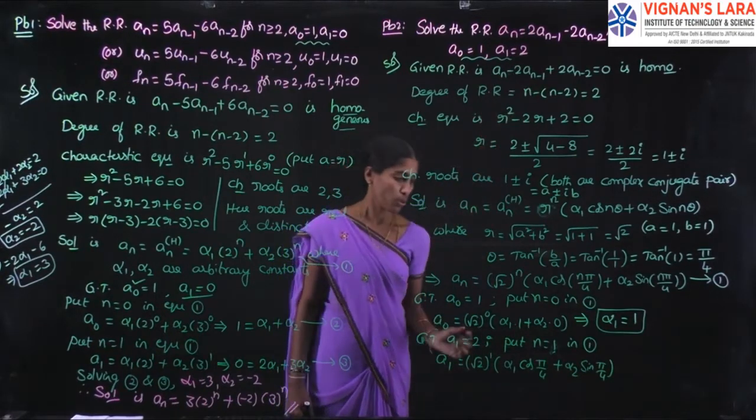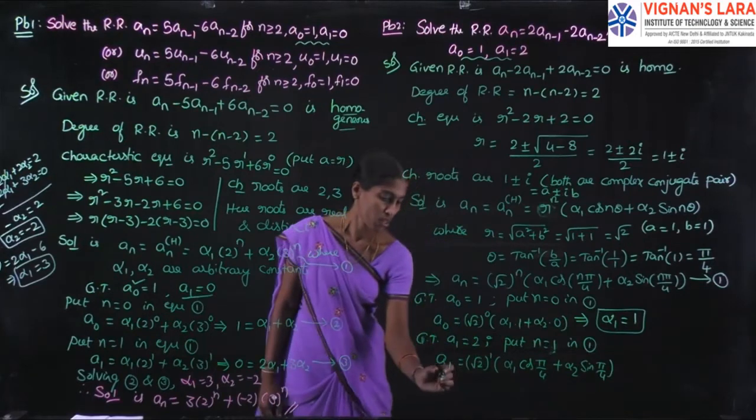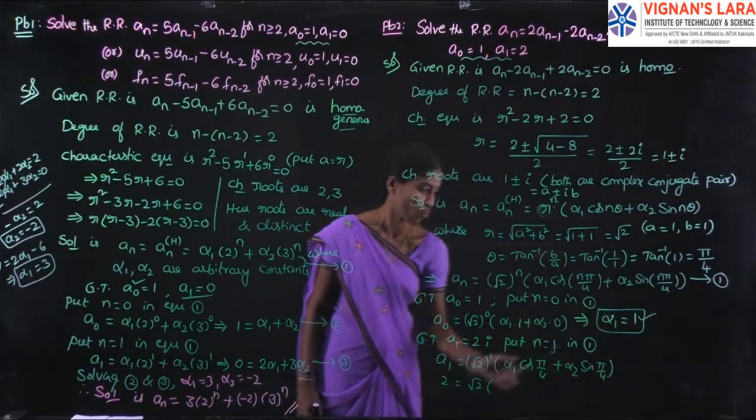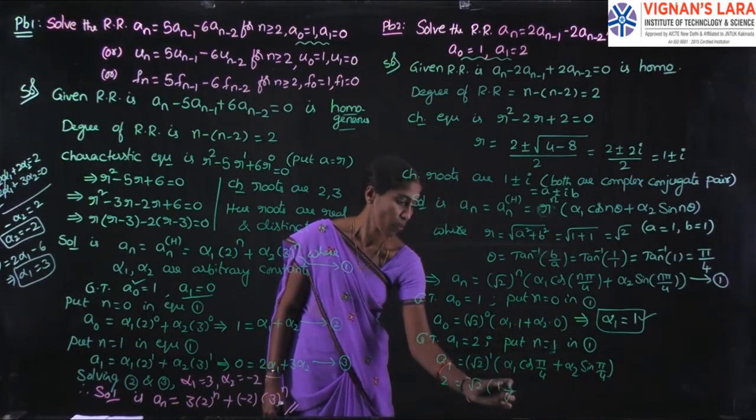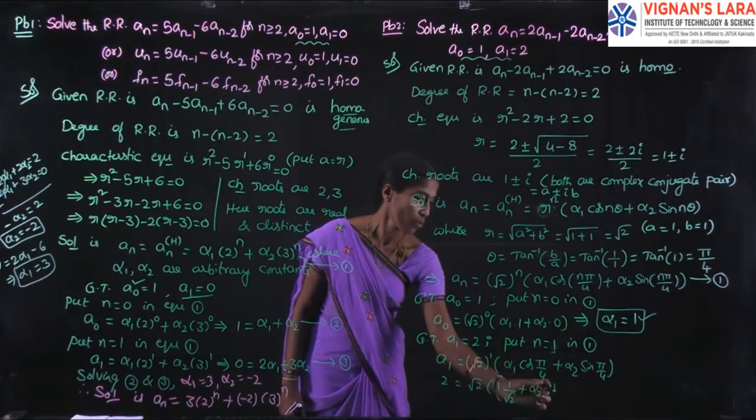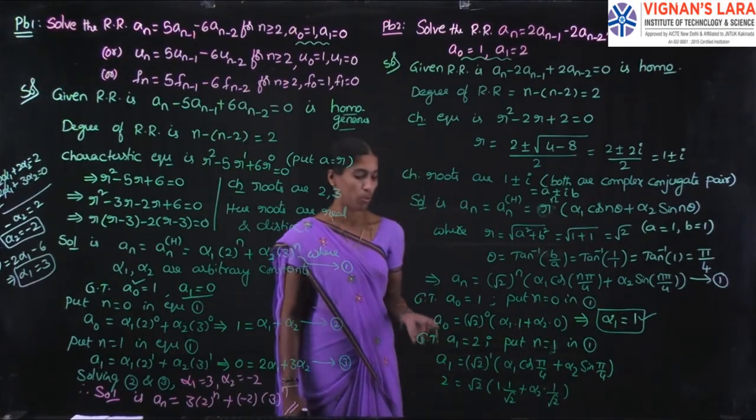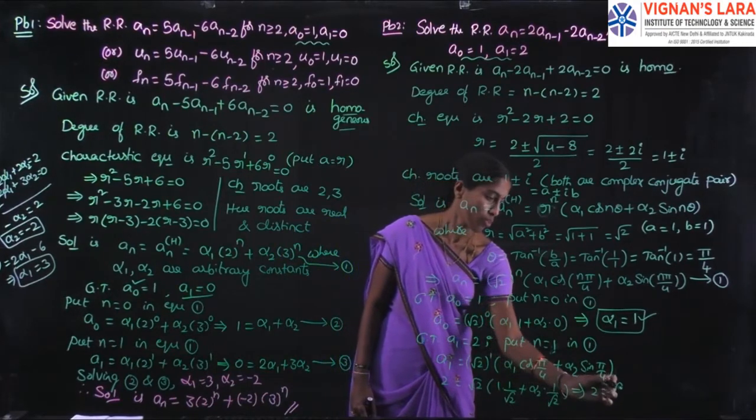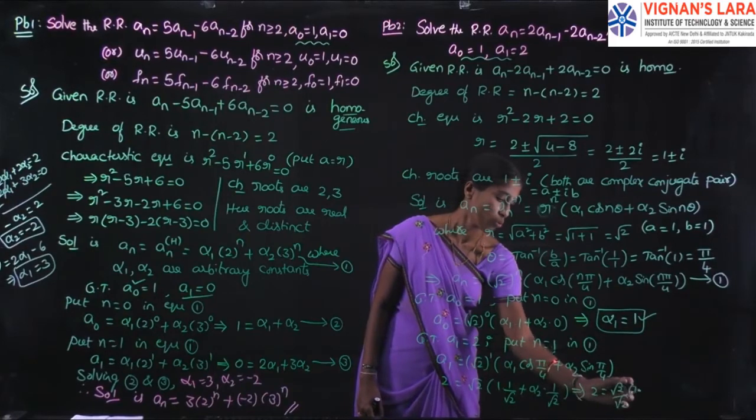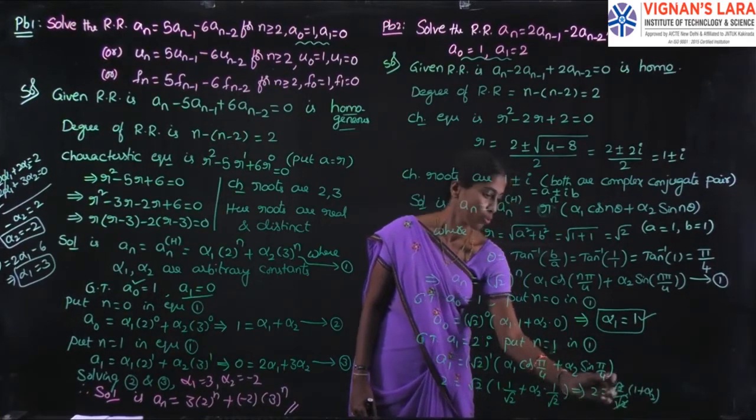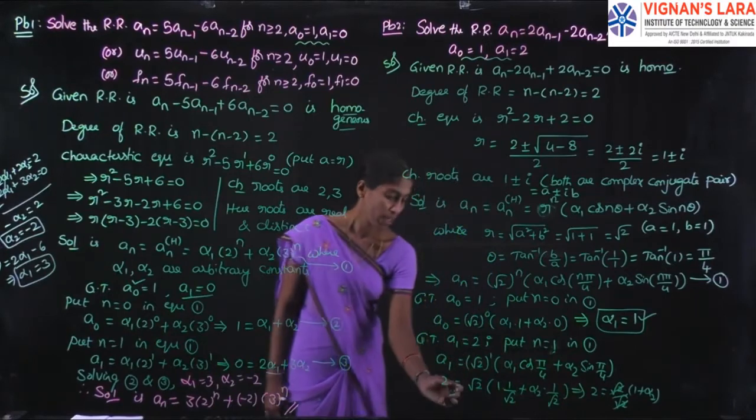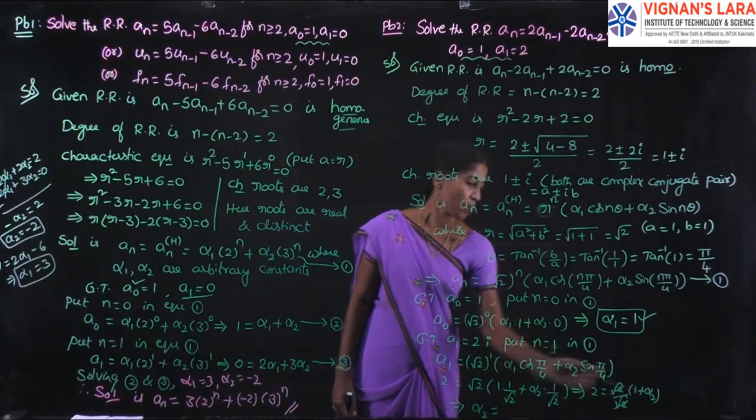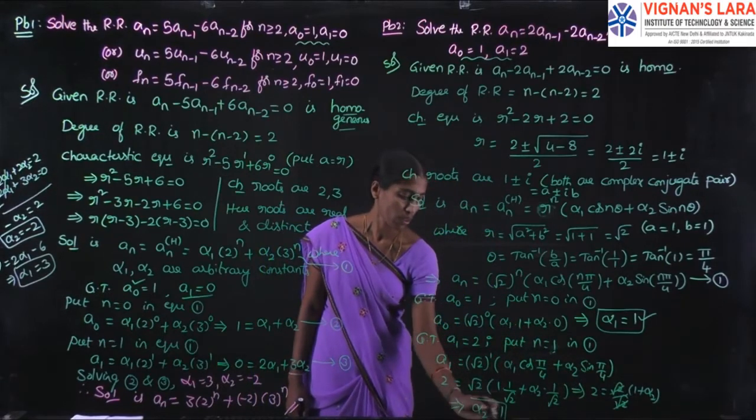So what is the a1 value? a1 value is 2. So 2 is equal to root 2 into alpha 1 value, which we already calculated as 1. Cos pi by 4 is 1 by root 2. Alpha 2, again sin pi by 4 is 1 by root 2. So 2 is equal to root 2 by root 2 into 1 plus alpha 2. So we get 2 is equal to 1 plus alpha 2. Alpha 2 is equal to 1.